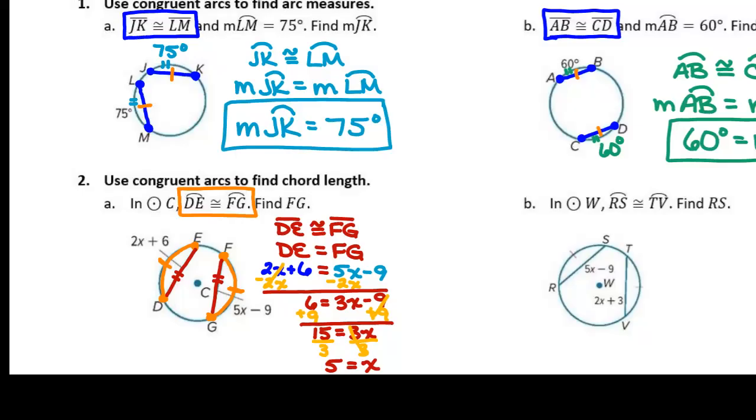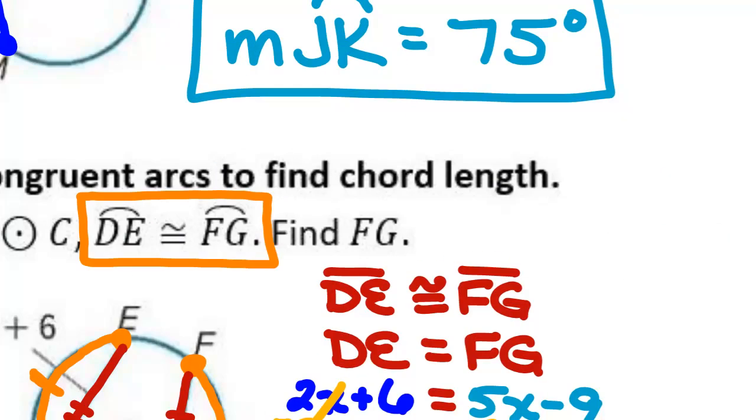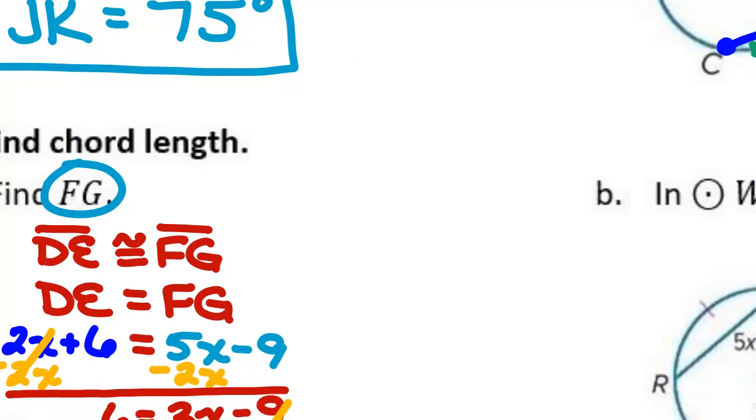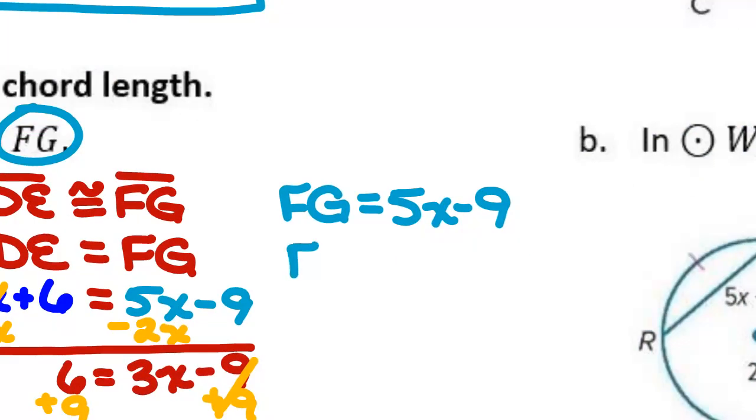Is that what they asked me to find in this problem? No. Did I need to find that? Yes. What did they ask us to find? They asked us to find the length of segment FG. Well, the length of segment FG, according to the picture, is 5x minus 9.